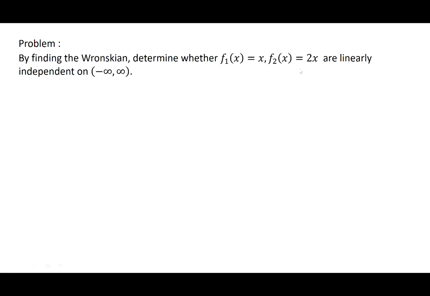By finding the Wronskian, determine whether these functions are linearly independent on negative infinity to infinity. On purpose, I picked a simple one. In fact, without the Wronskian, can you tell me if these are dependent or independent? Blank times x plus blank times 2x is equal to 0. Can you put numbers in the blanks? Yeah, negative 2 times x plus 1 times 2x is identically 0. So clearly these are linearly dependent. But let's establish that using the Wronskian. If you have two functions, the first row should be f1 and f2. The second row should be f1 prime and f2 prime. Because there are two functions, there are two columns, and there must be two rows.